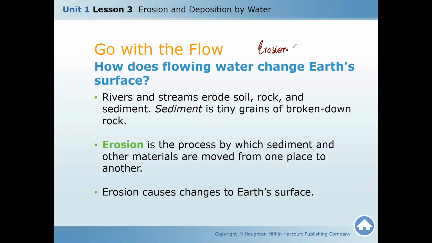What is erosion? Miral? Erosion is when one thing moves to another. Moves from one place to another. Very good. Miral, are you there?